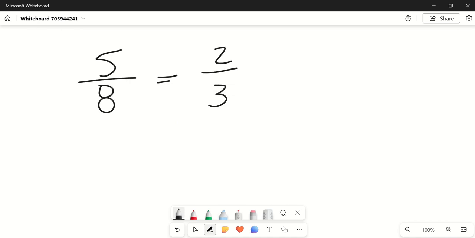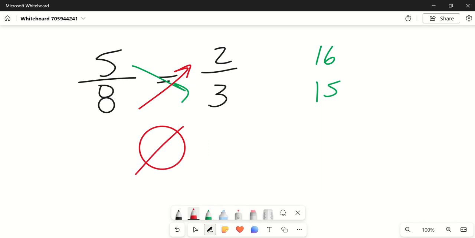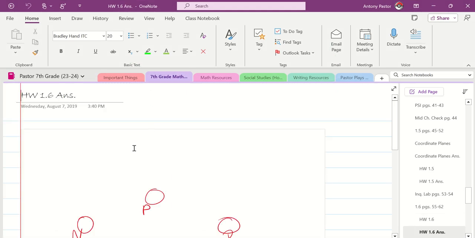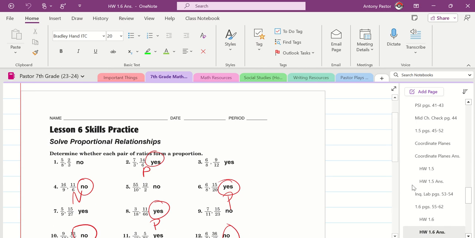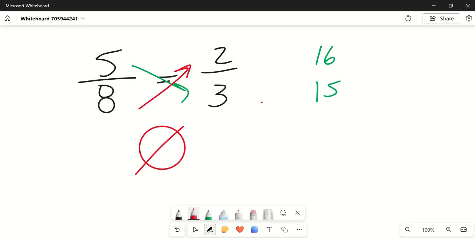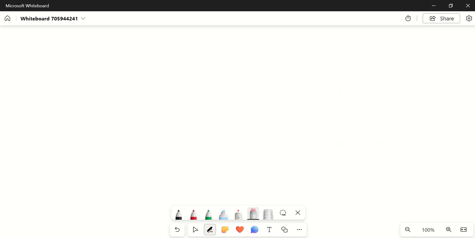Now remember, the easiest way to do this is to just cross multiply and find the cross products. 8 times 2 is 16, while 5 times 3 is 15. So these are not proportional. So my answer for this one would be no, not proportional. If we look at my answer, no. And you'd have to show your work just like I did, where you're showing the products of the two and showing that they're not.